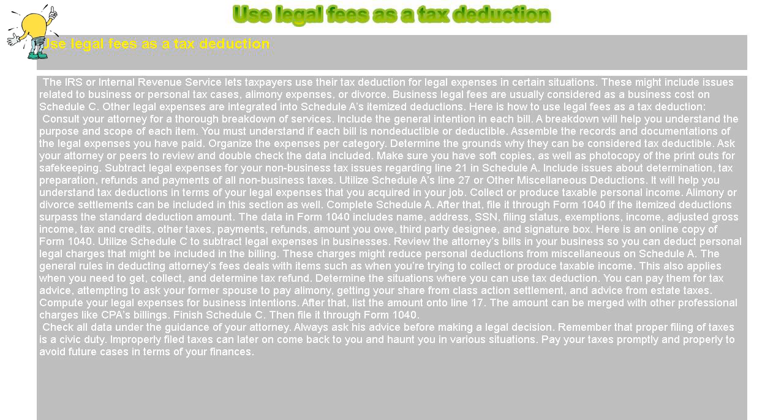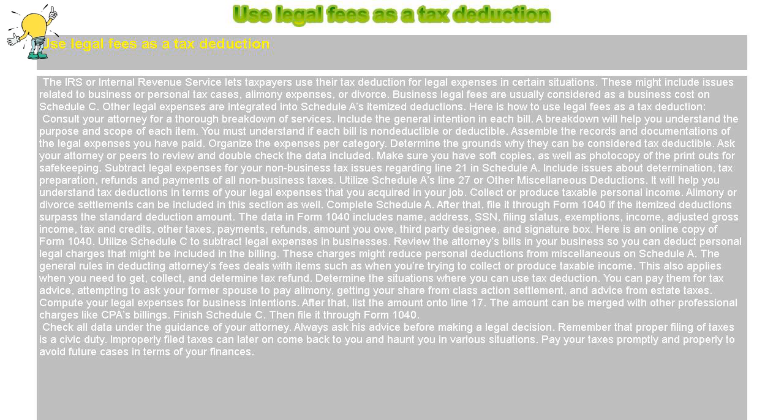The data in Form 1040 includes name, address, SSN, filing status, exemptions, income, adjusted gross income, tax, and credits, other taxes, payments, refunds, amount you owe, third-party designee, and signature box. Here is an online copy of Form 1040.